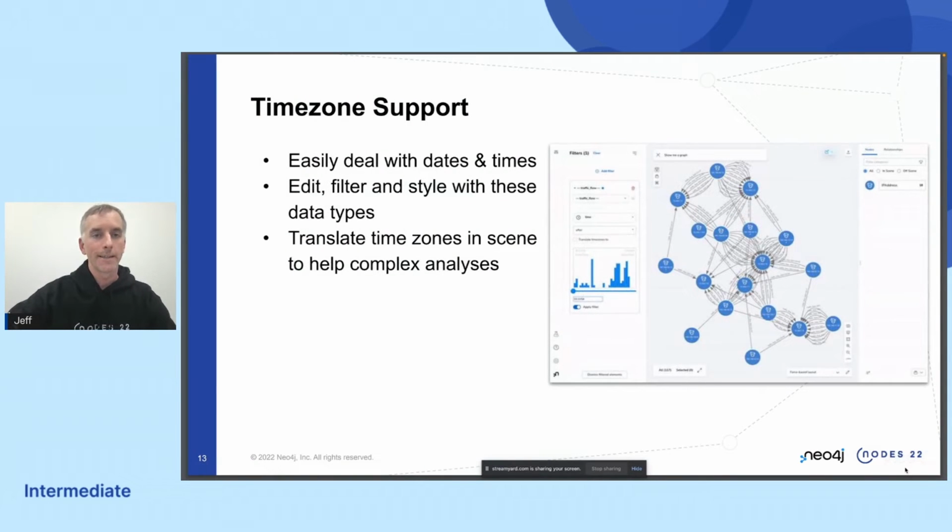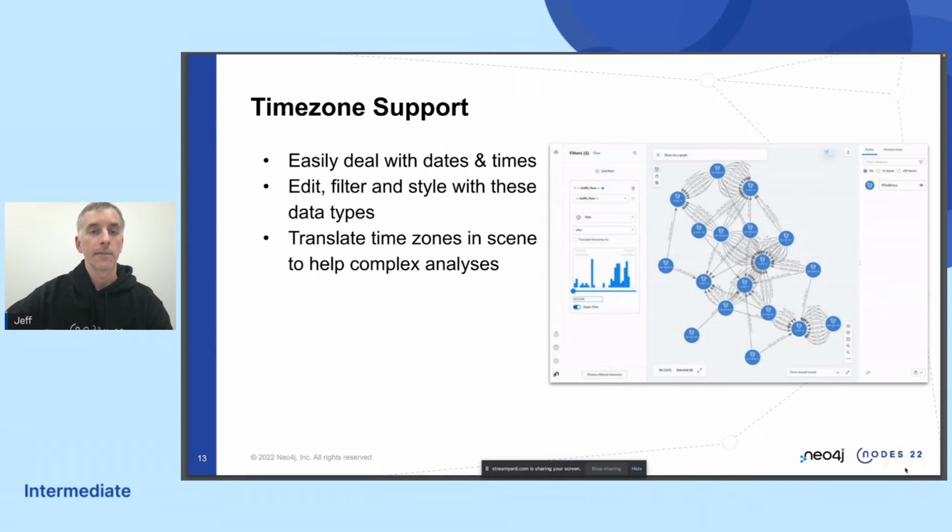Timezone support is another feature that I'd like to talk about. And we've had timezone support, like I said, for quite a while, since about 2.1. And Neo4j does have multiple different types of datetime data types, and there are a couple of them that include time zones or time offsets. So Bloom now fully supports that, and you can edit those properties if you like to, including the time offset.